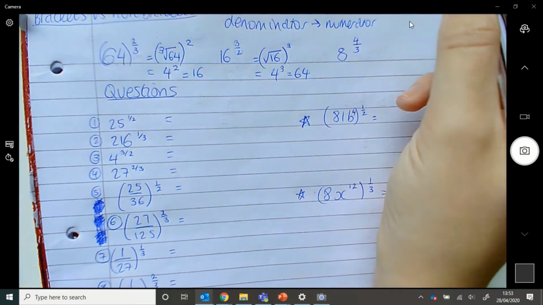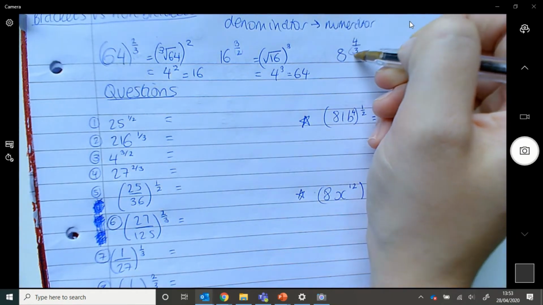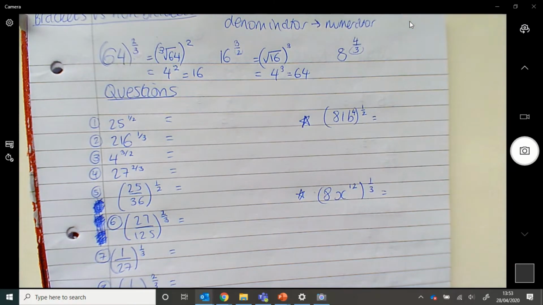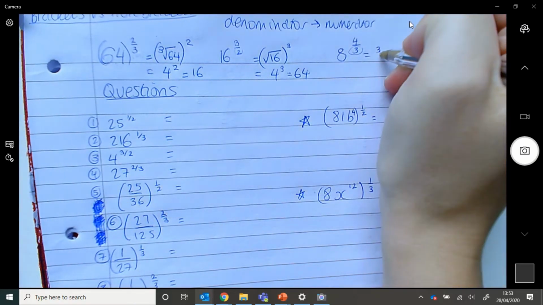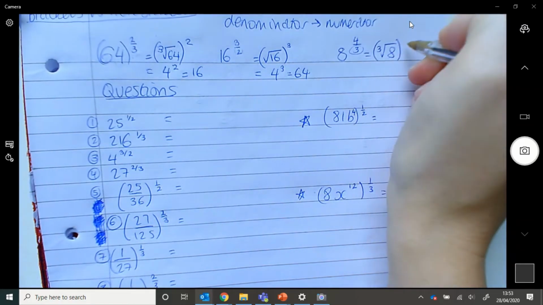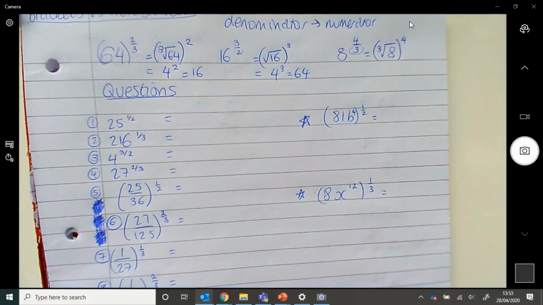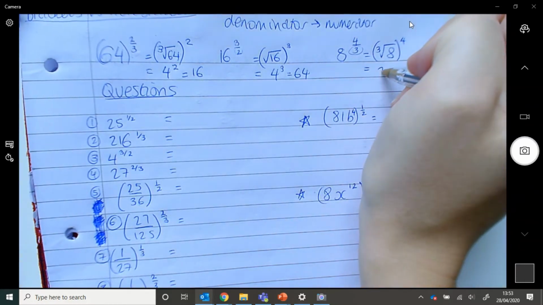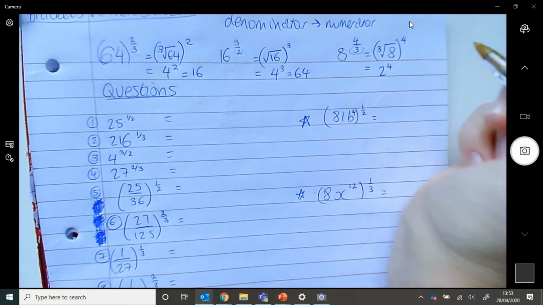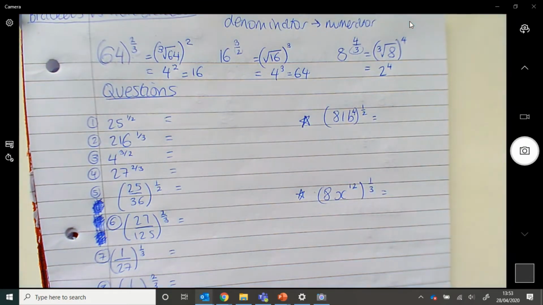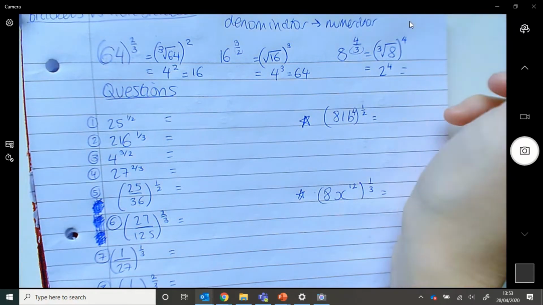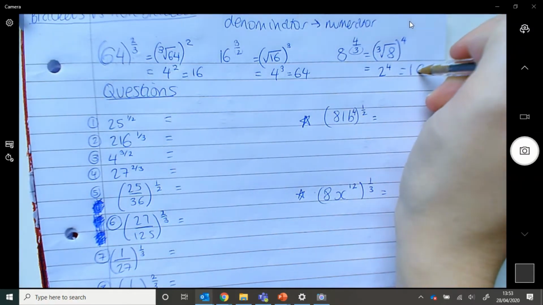Okay, third and final example, I'll do the denominator bit first, which is a denominator of a 3, that means cube root. I cube root 8, and I've still got that number to the power of 4 afterwards. The cube root of 8 is 2, and it's asking me to do 2 to the power of 4. 2 to the power of 4 is 2 times 2 times 2 times 2, which is 16.